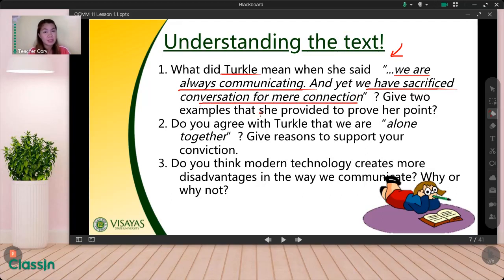You have to give two examples that she provided to prove her point in the article. And then, do you agree with Turkle that we are alone together? You have to give reasons to support your conviction. And do you think modern technology creates more disadvantages in the way we communicate?